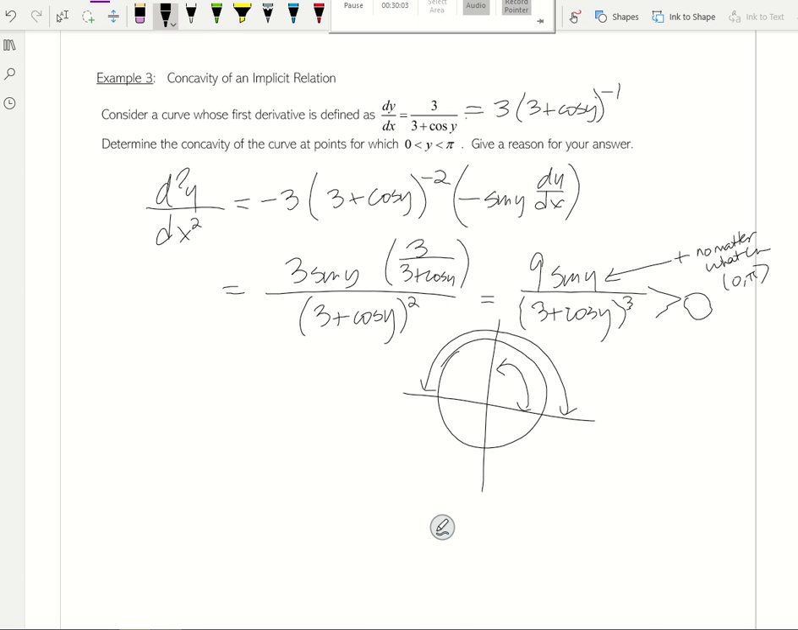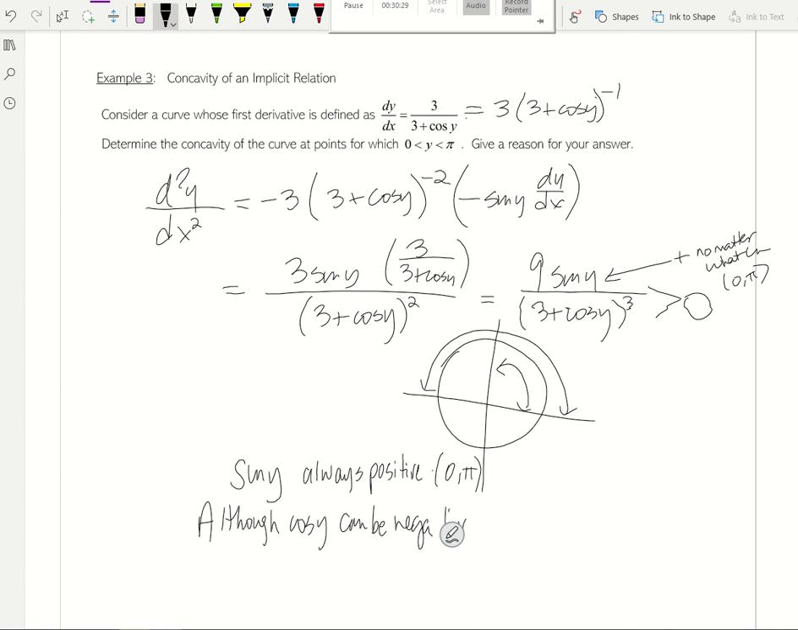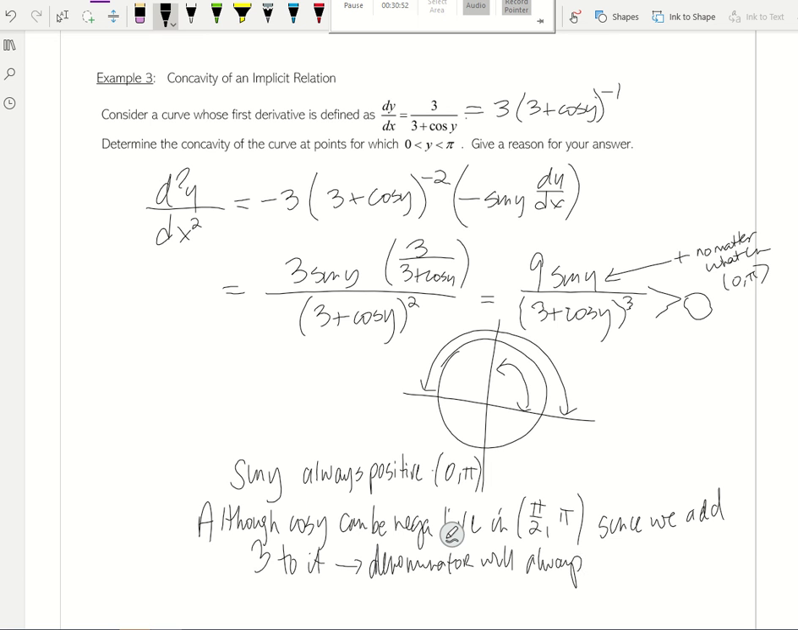And so what's our rationale here? Because it does say give a reason for your answer. So I'm going to say sine y is always positive in 0 to pi. And then we can say, although cos y can be negative in pi over 2 to pi, since we add 3 to it, the denominator will always be positive in 0 to pi.